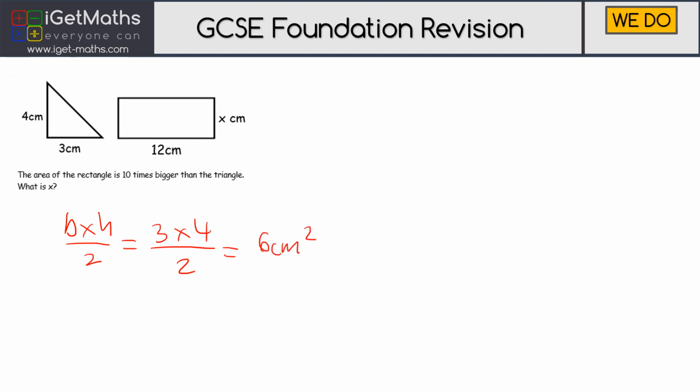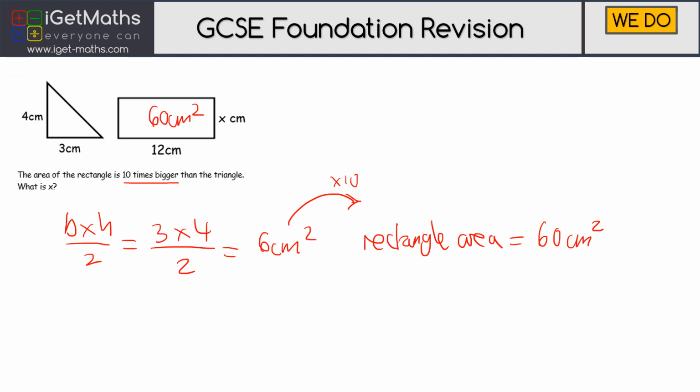The area of the rectangle is 10 times bigger. So if I want that to be 10 times bigger, so that's going to be 6 times 10. So the rectangle area equals 6 times 10. That's going to be 60 centimeters squared. So if I want to get to 12 times something to give me 60 centimeters squared, I can quite simply just do 60 divided by 12, and 60 divided by 12 will give you 5 centimeters for x.